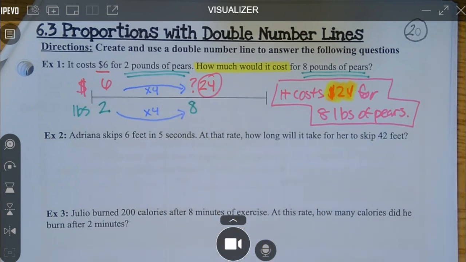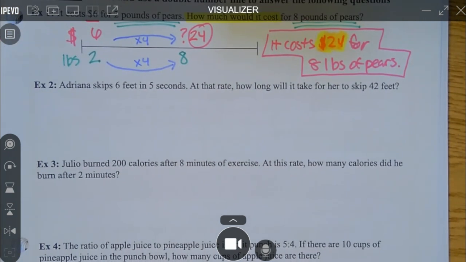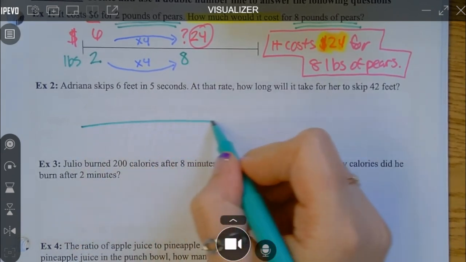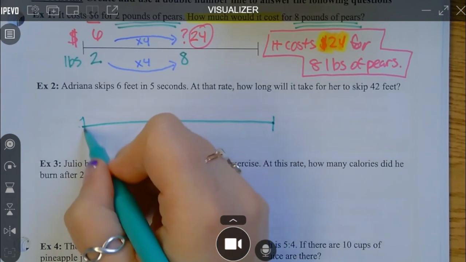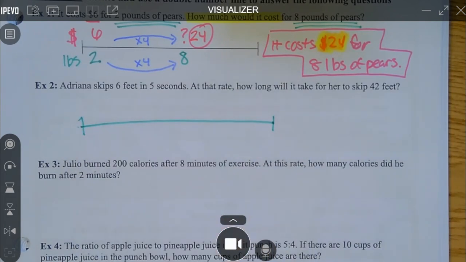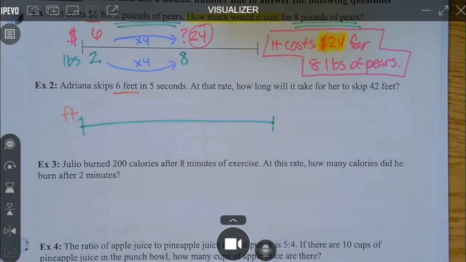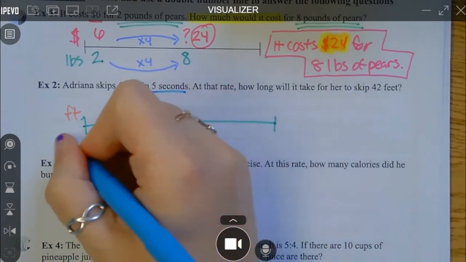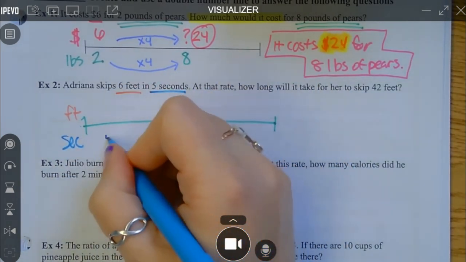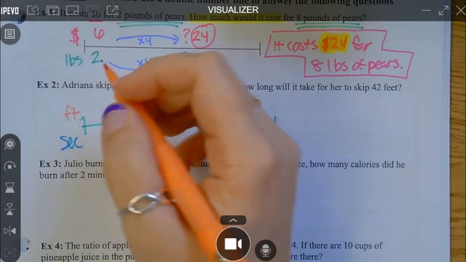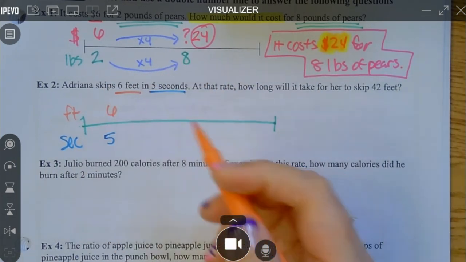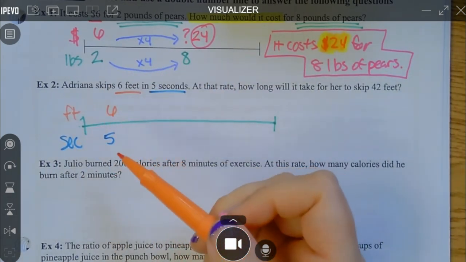Okay, let's try the next one. It says Adriana skipped 6 feet in 5 seconds. So the first thing they want to do is let's go ahead and draw that double number line. Okay, here we go. And what are we talking about? She's talking about skipping, yes, but we're talking about feet per second. Okay, so in 5 seconds, she can skip 6 feet. Okay, so those go together. So those are together from top to bottom.